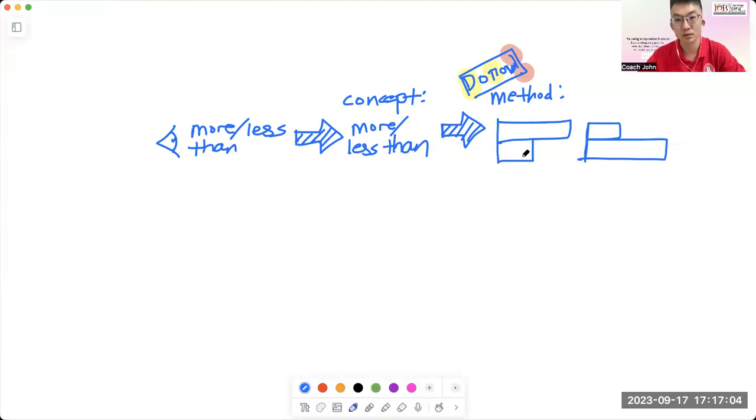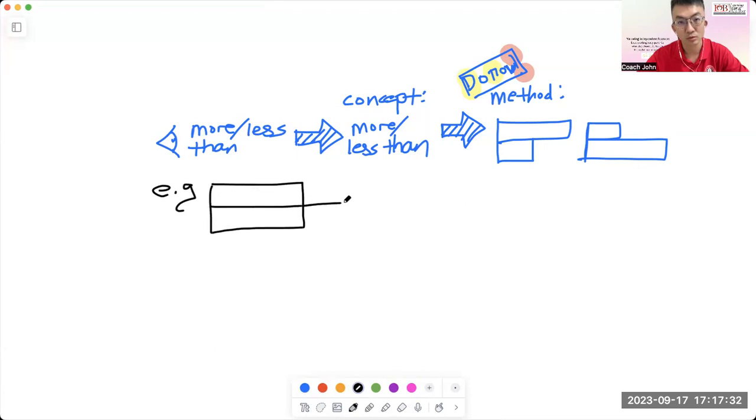Okay, sometimes, let me give you an example. So I write it in black. Example. Let's say this is a more than model, and this number shows 100. Okay, and it says 1/5 of A is given away.